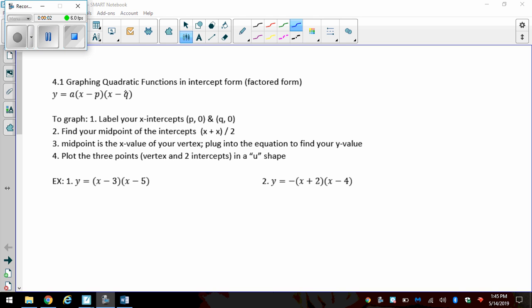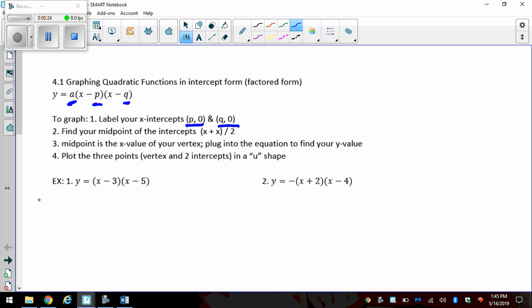So today we're going to do graphing quadratics in intercept form. That's also called factored form. Your A still does the same thing that it did in the other form: if it's positive, it'll open up; negative, it'll open down. This time though, once it's factored here, your P and Q, notice it's the opposite, just like it was with the H in vertex form. You're going to label them as your intercepts.